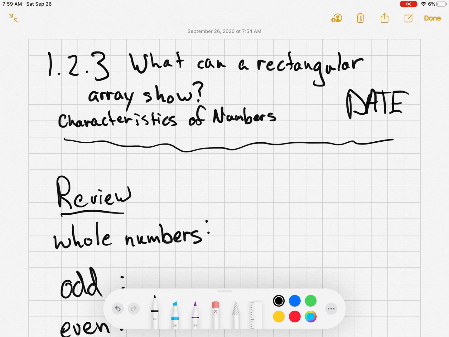Mr. Crone has brown hair, so that's a characteristic of him. I'm a male, so that's another characteristic, right? All of these are different things that identify who you are. So make sure that you write the title into your notebook and put in the appropriate date for today, okay?